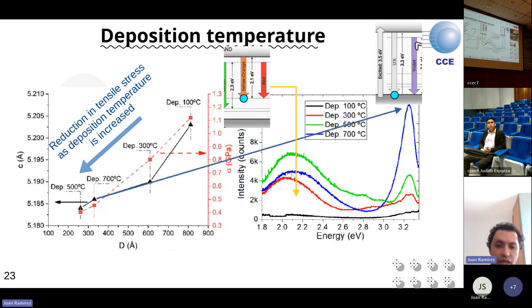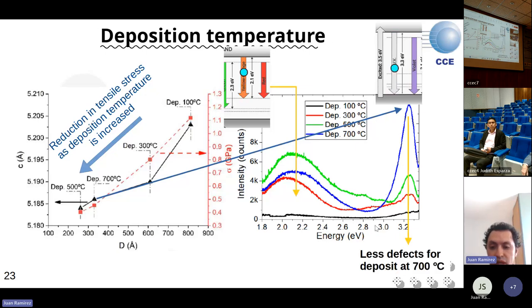And we can say there is a relation between the X-ray diffraction characterization and the photoluminescence characterization. In this case, less stress, fewer defects, is related with direct transition for the photoluminescence. And this indicates fewer defects for the sample deposited at 700 Celsius degrees.